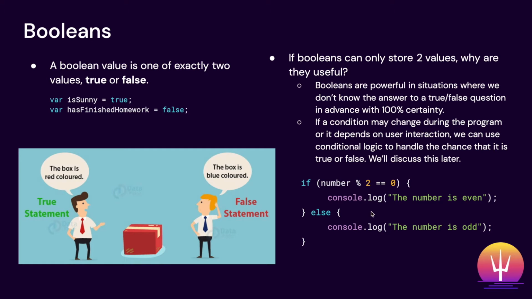So right here, in the example, we have number mod 2 is equal to 0. And if it's true, then the log is going to print out that it's even. However, if it's false, it's going to end up printing that it's odd.